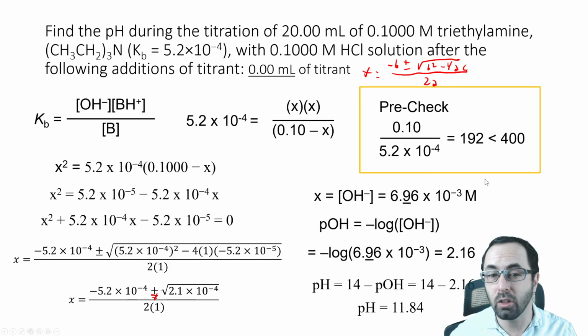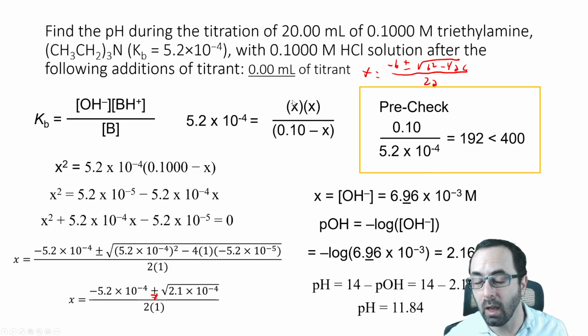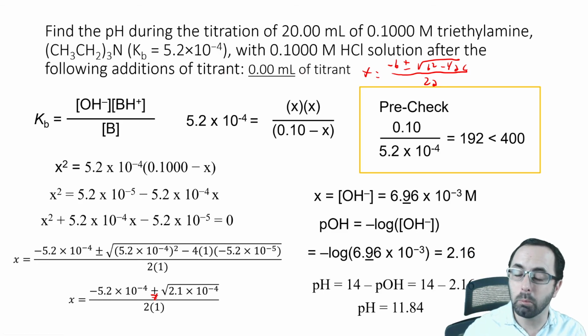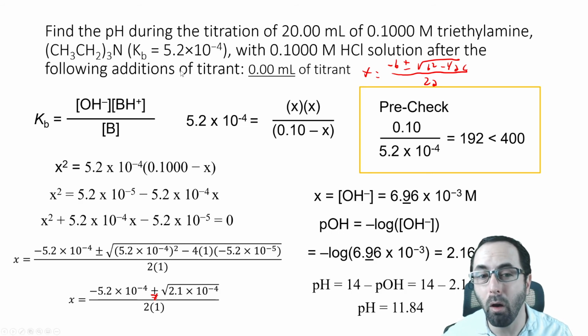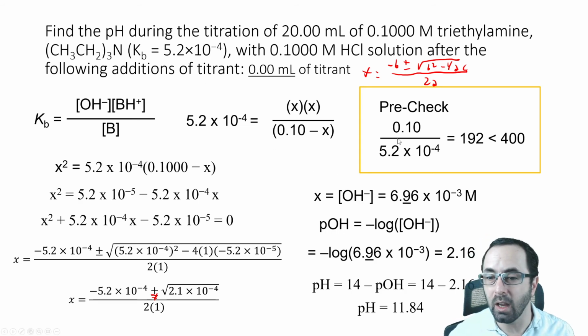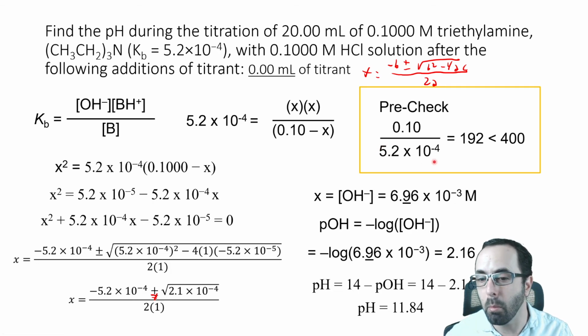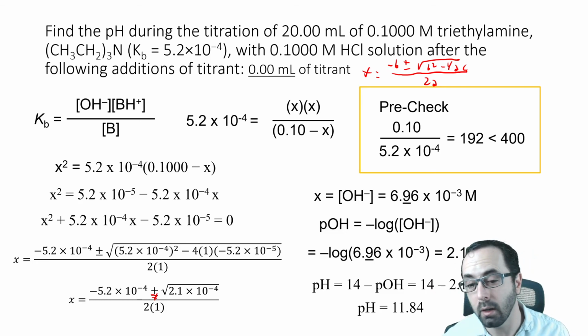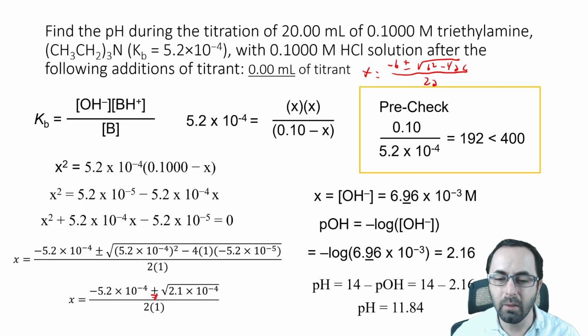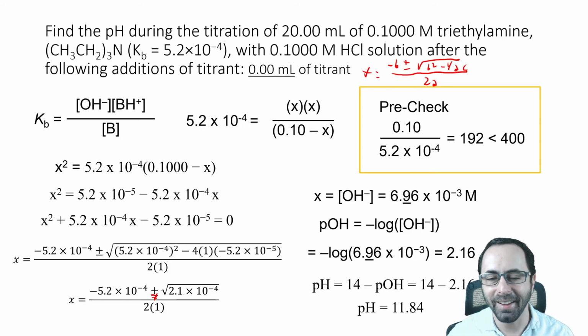There was no titration going on here because 0 milliliters of titrant have been added. What made this problem a little bit tougher than some of the ones we've done before was that Kb was not so small. And so the result was that our pre-check failed. The Kb was not small enough for the initial concentration divided by the Kb to be less than 400. And so we had to solve the quadratic equation to avoid too much error in our calculation. So it's been a while since we did one with solving the quadratic equation. So I wanted to make sure to remind you that that will happen sometimes.